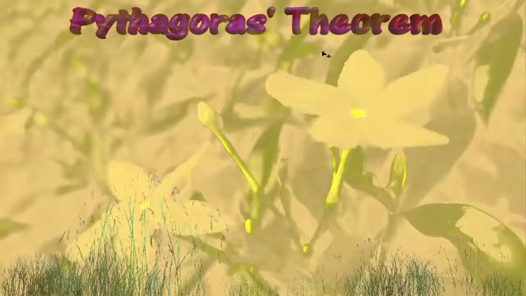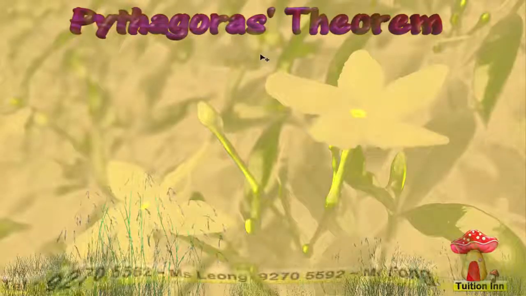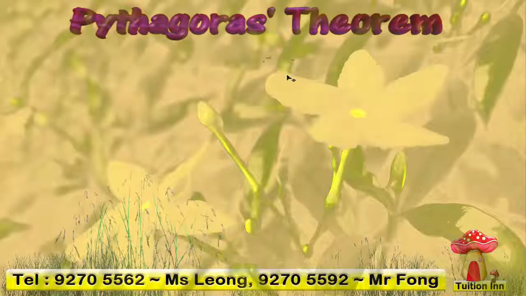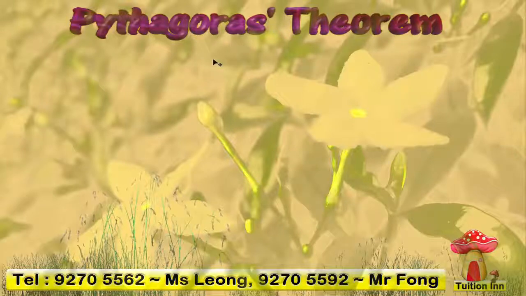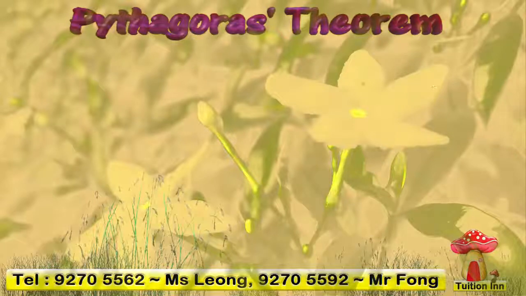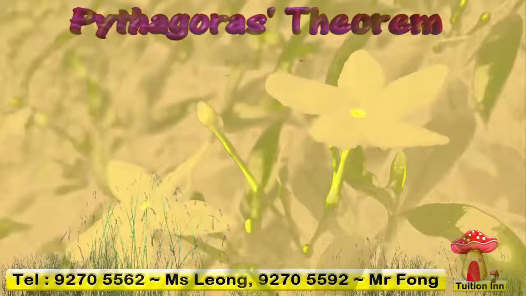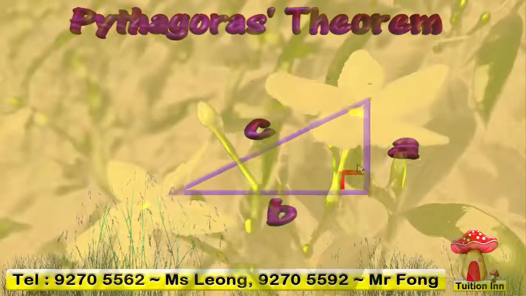Pythagoras Theorem. We use Pythagoras theorem only in a triangle that has a 90 degree. We call that a right angle triangle. Okay, so here we have a drawing of a right angle triangle.